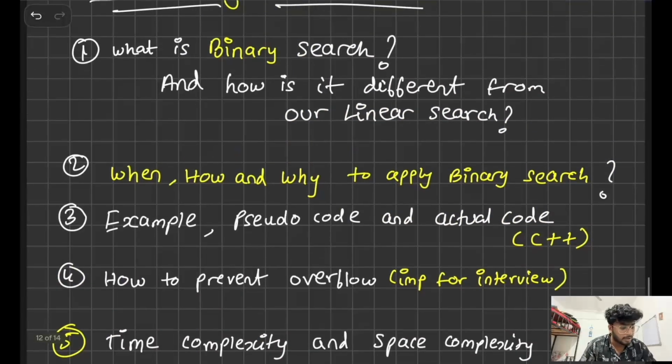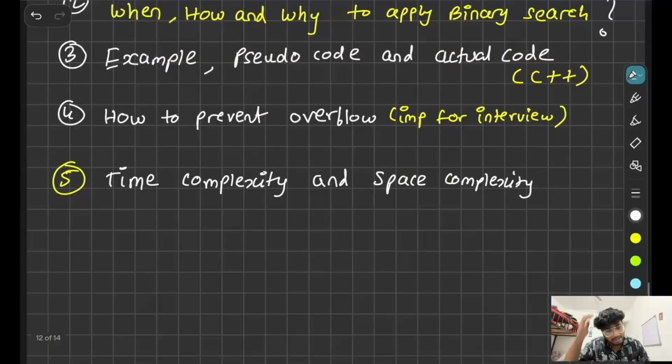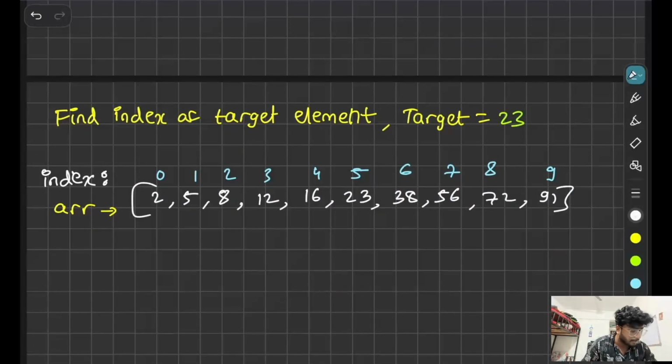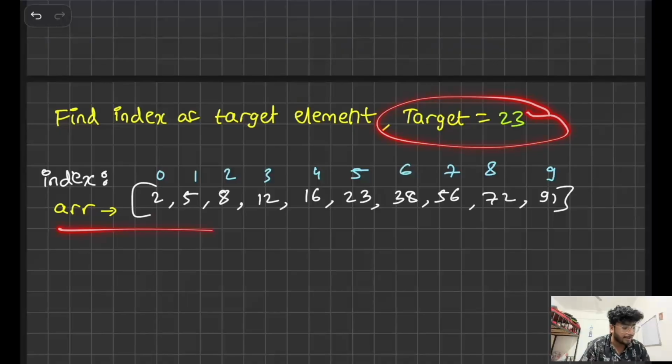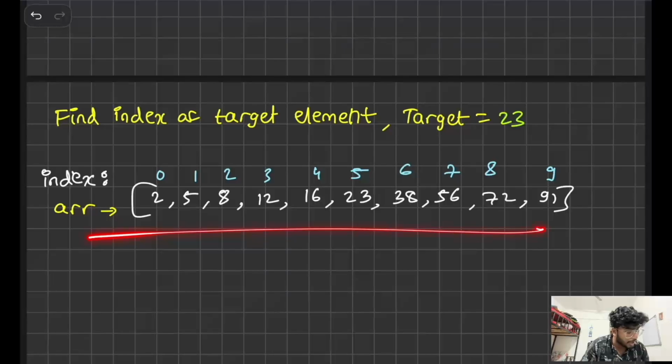So without further delay, let's get into the first topic: what is binary search and what is linear search. What are these concepts roaming around, and why is it so popular? Why is it such an important topic for software interviews? So we'll take a simple example. We find the index of the target element. This is our target and this is our array. We have target as 23 and we have to find this element in our array.